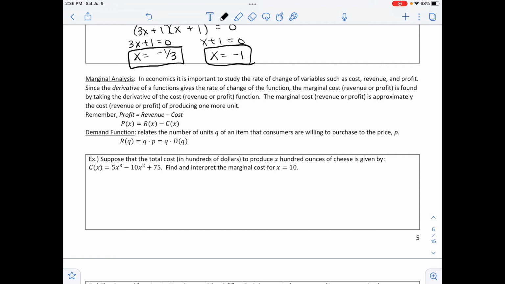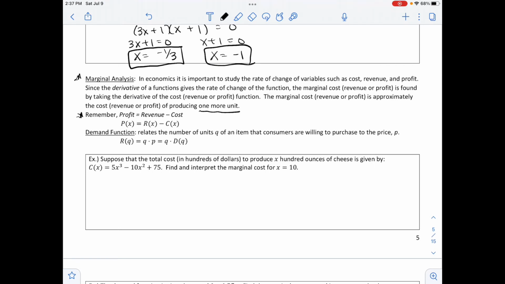Since the derivative of a function gives the rate of change of that function, the marginal cost or revenue or profit is found by taking the derivative of the cost or revenue or profit function. Marginal cost, and again, of revenue or profit, is approximately the cost or revenue or profit of producing one more unit. So the cost or profit or revenue of producing one additional unit.